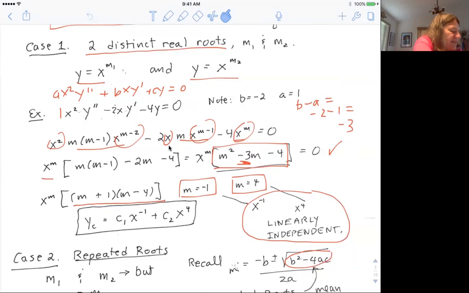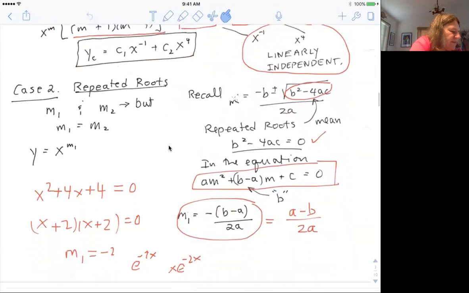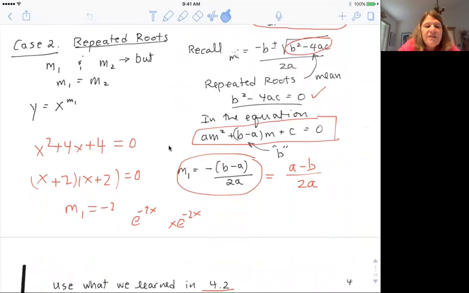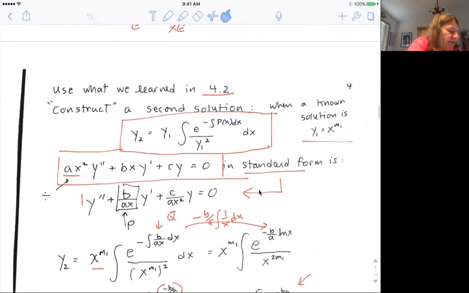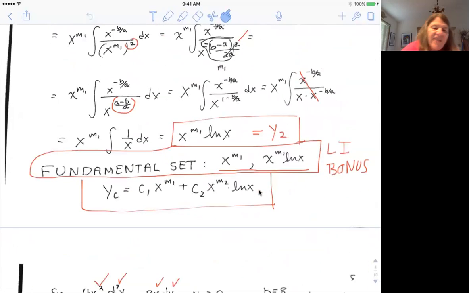All right, the second thing we did was repeated roots. And the way we talked about this is, well, if we got one root, what would it take to get the other root? We used that method from 4.2 to create another linearly independent solution. And what we learned was that if the first solution was x to the m1, the second is x to the m1 times log x. The same idea is going to happen for 3 roots. We'll go back and talk about that in an example in a little bit.